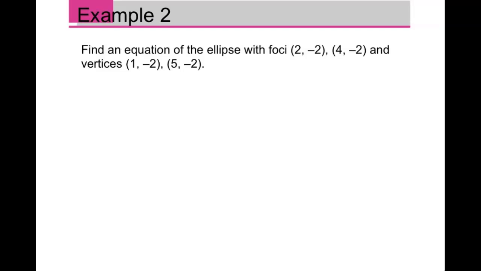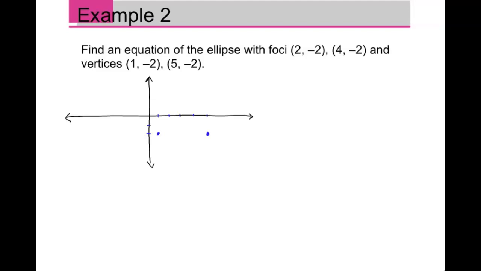So I'm going to start by making myself a coordinate plane. All right, so I have vertices. Vertices are always on the major axis, be that a hyperbola or an ellipse. So I have vertices at (1, -2) and (5, -2). So there's 1, and 2, 3, 4, 5, at -2.